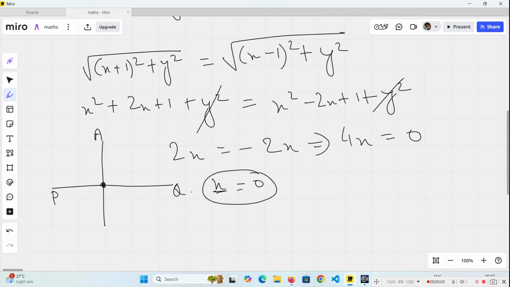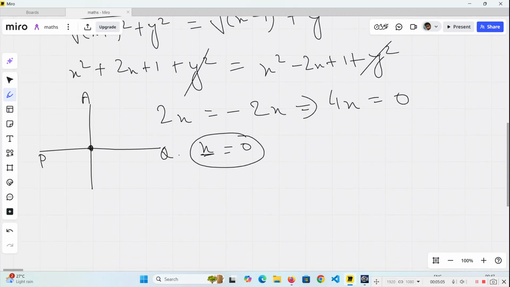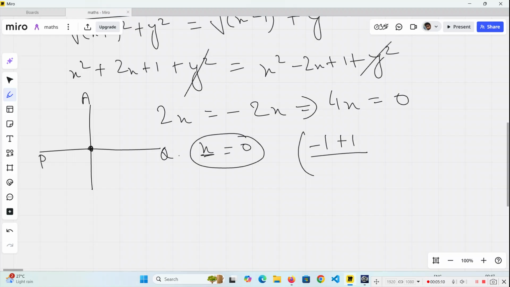This is the equation. So what is the midpoint of these two points, P and Q? We can apply the midpoint formula: the x coordinates of P and Q, -1 plus 1 by 2, and the y coordinates, 0 plus 0 by 2. So we are getting 0 comma 0. So this is the midpoint of P and Q.